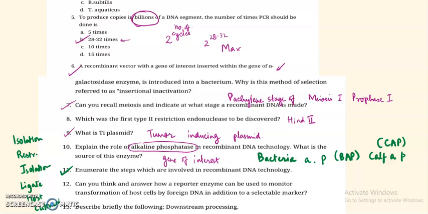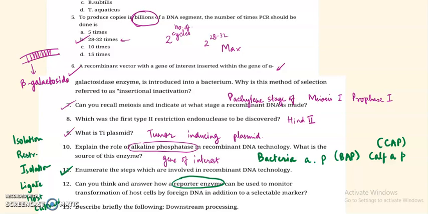Thank you. Now the next question is question number 12. Can you think and answer how a reporter gene can be used to monitor transformation of host cells by foreign DNA, in addition to the selectable marker? Remember, whenever they are talking about a reporter gene, they are talking about the insertional inactivation process. Suppose a plasmid is there and it carries a gene, and this gene will produce the enzyme beta galactosidase.